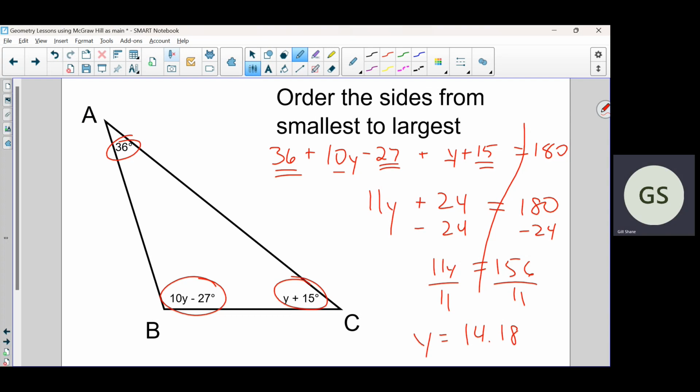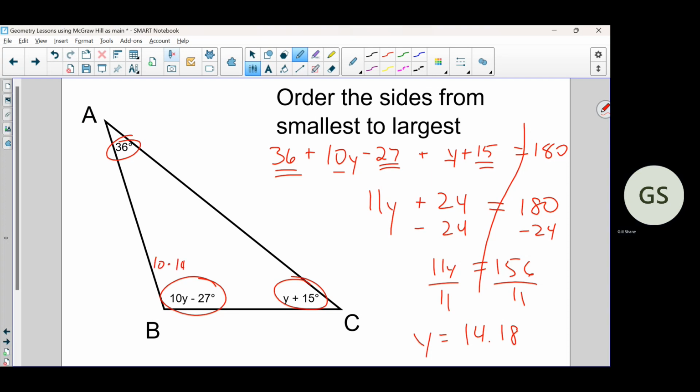Now, again, that's not the measure of any angle. It's part of the measure of these two angles. So we know that one. We still haven't figured out what those angles are. So to figure that out, you have to take the y value and plug it back into the mini equations or expressions. So if I know what y is, I know this whole thing is the measure of that angle. 10 times y subtract 27 is the measure of that angle. So I need to plug in 14.18 and figure out what the angle is itself.